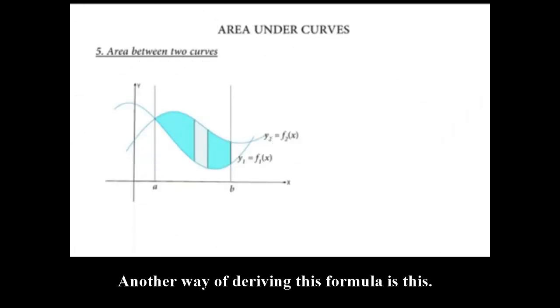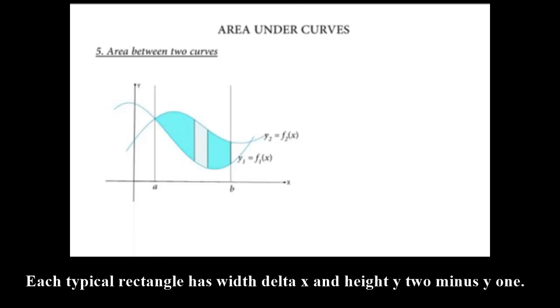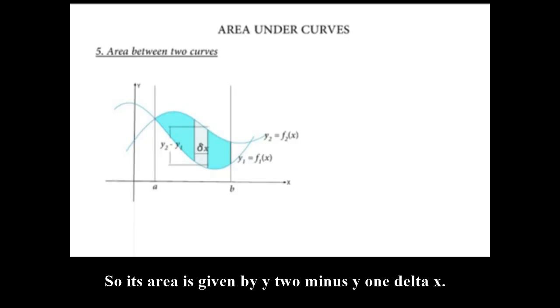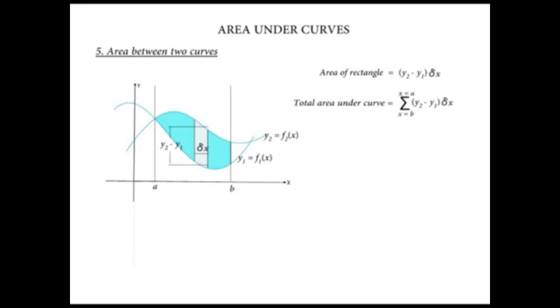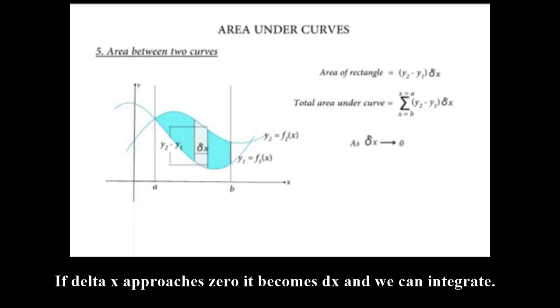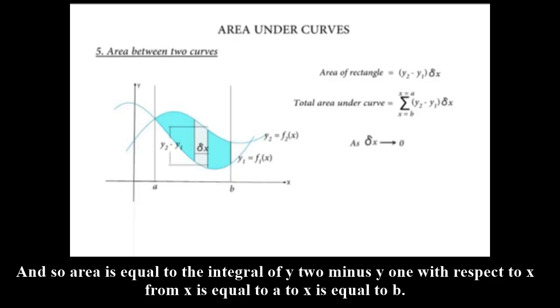Another way of deriving this formula is this. Each typical rectangle has width delta x and height y2 minus y1. So its area is given by y2 minus y1 delta x. Adding all the typical rectangles from a to b, the area will be the summation of y2 minus y1 delta x from x is equal to a to x is equal to b. If delta x approaches 0, it becomes dx and we can integrate. And so area is equal to the integral of y2 minus y1 with respect to x from x is equal to a to x is equal to b.